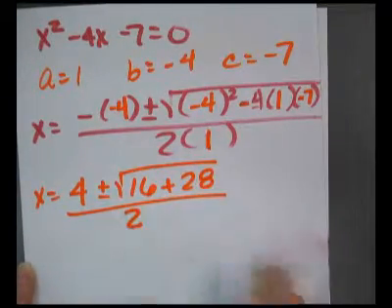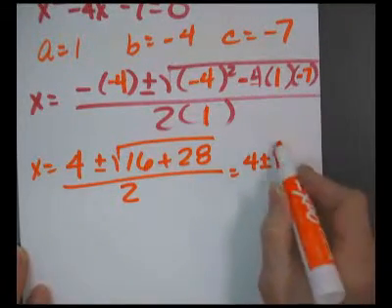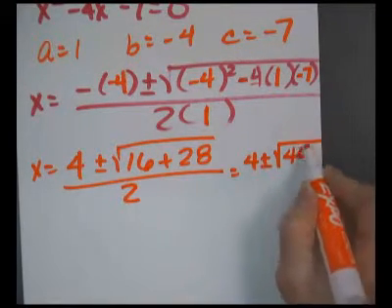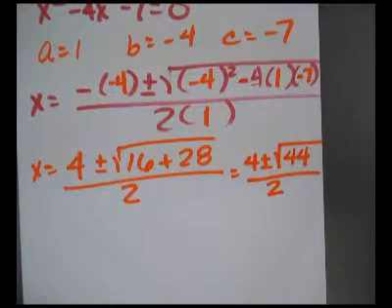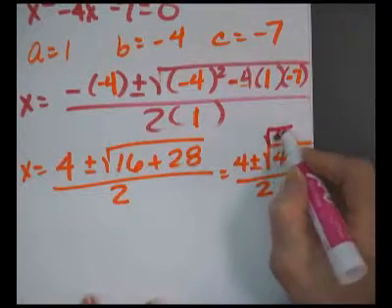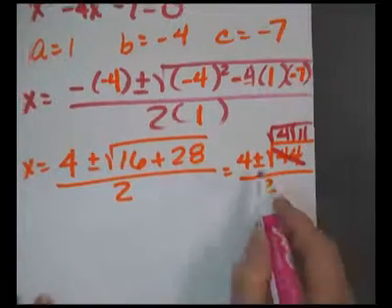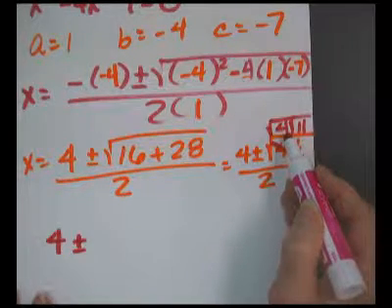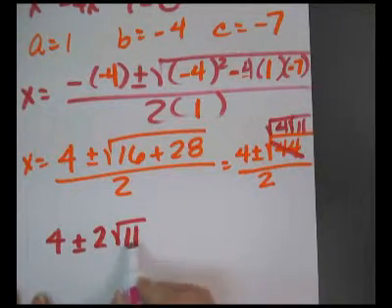All over 2. 4 plus or minus square root of 16 plus 28, 44. Do we have a perfect square that will go into 44? 4 times 11, right? So this will now be 4 plus or minus 2 square root of 11 all over 2.